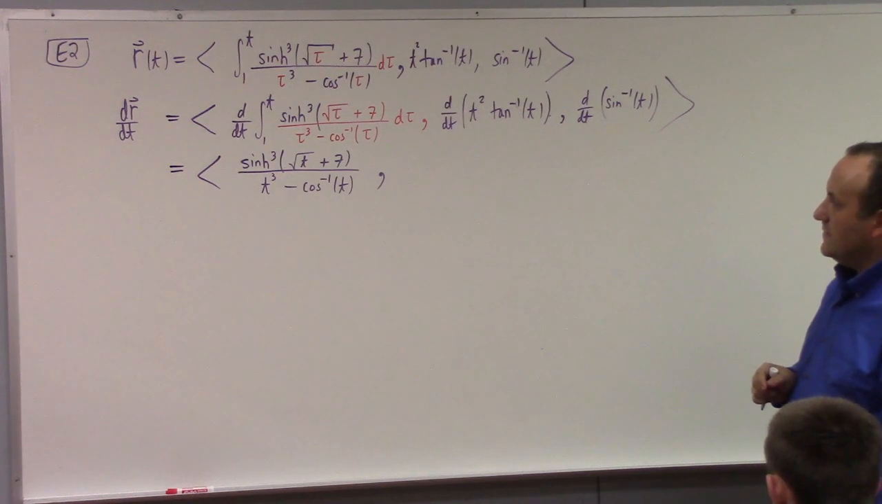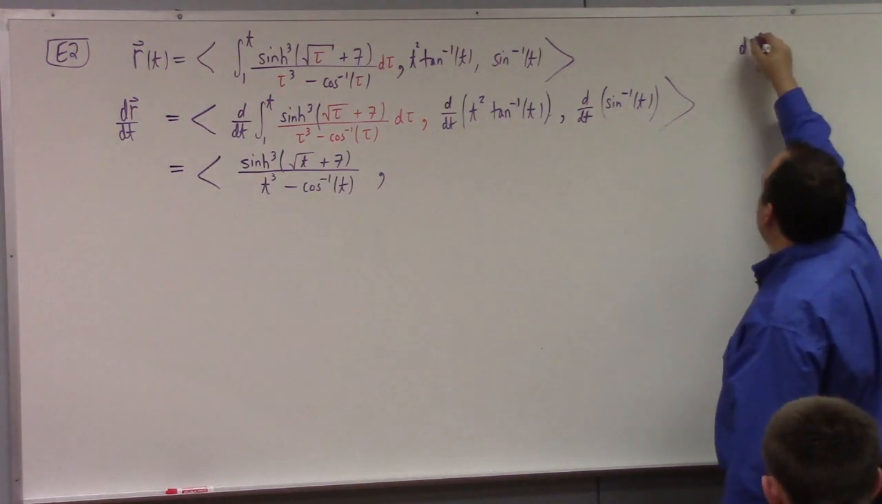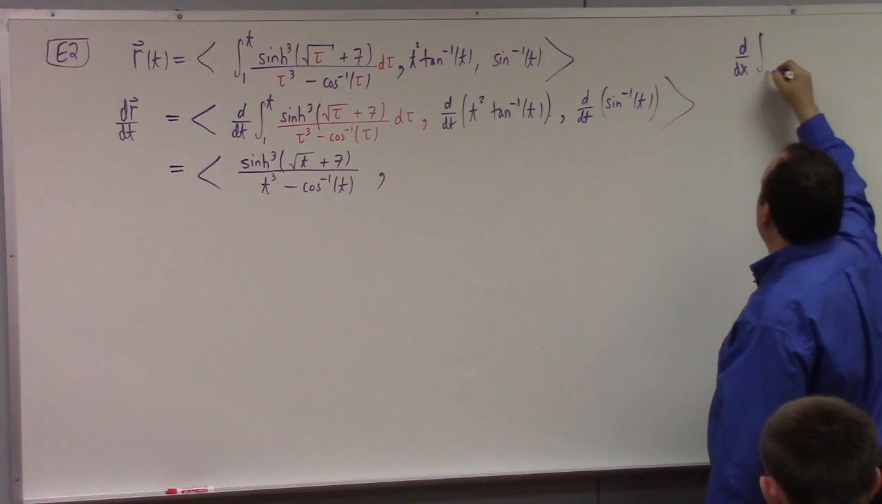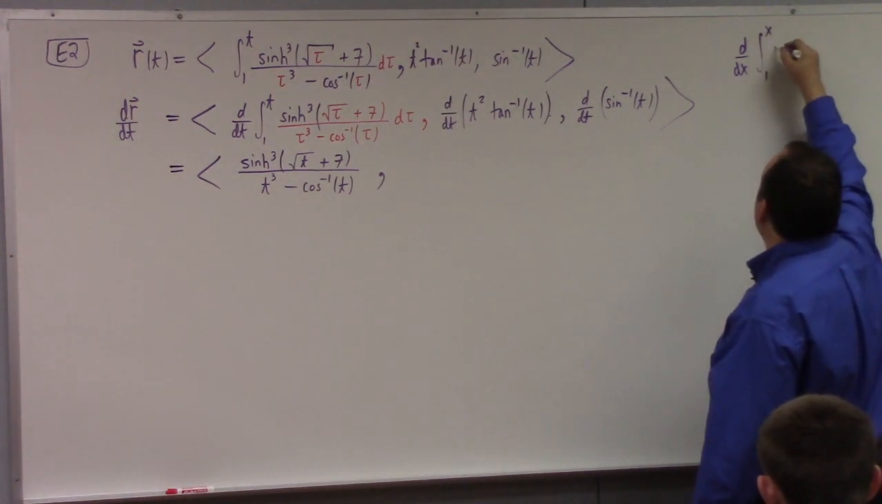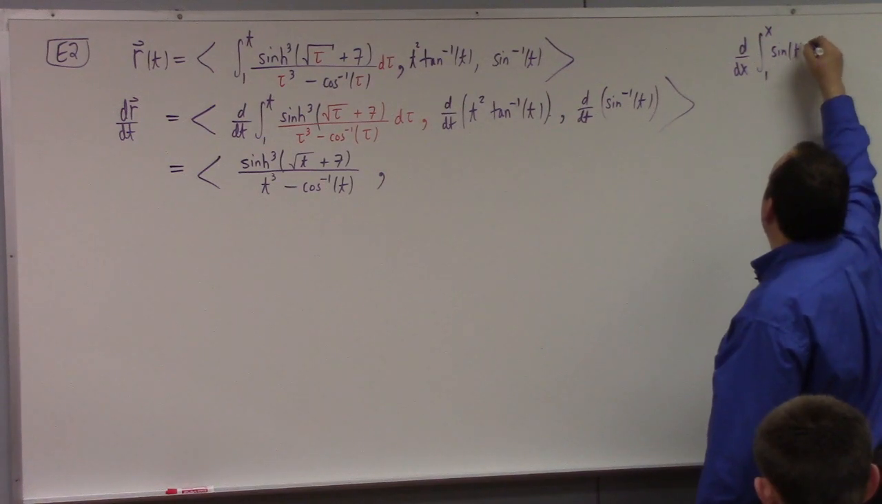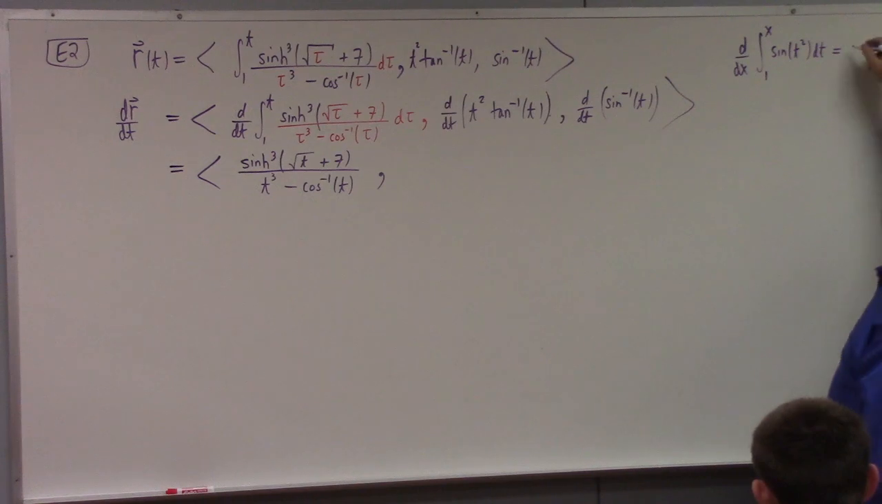What do you mean? Well, you have d tau there, and then you have d/dt there. The usual letters we used before would be something like d/dx of the integral from 1 to x of, say, sine of t squared dt. That's the notation we tended to use before in Calc 1. And then the answer was sine of x squared, right?